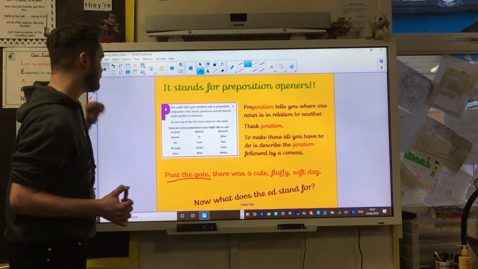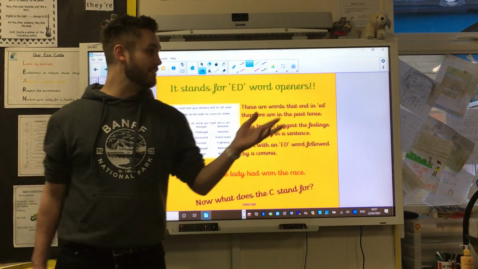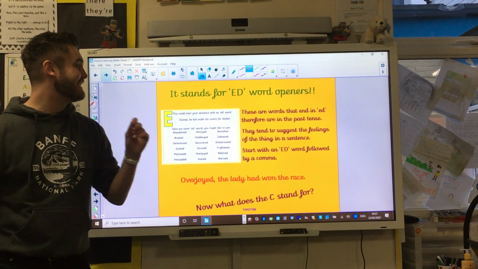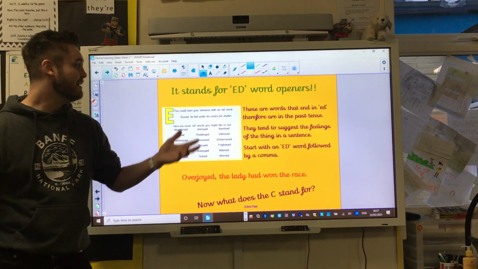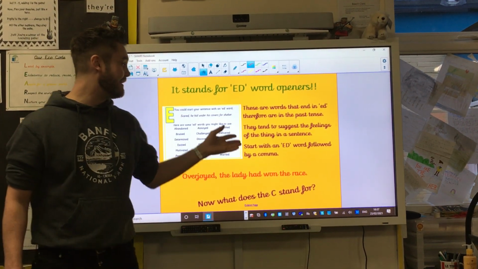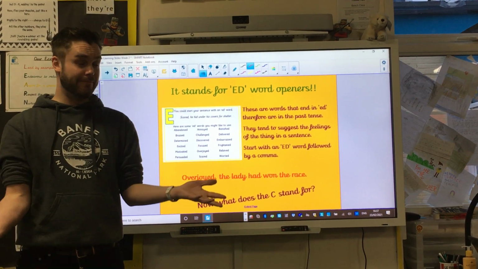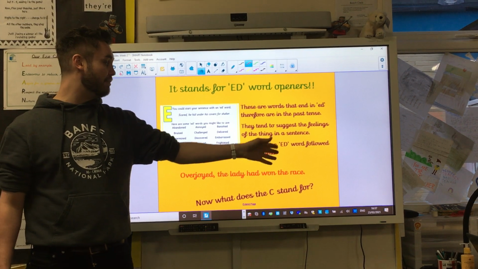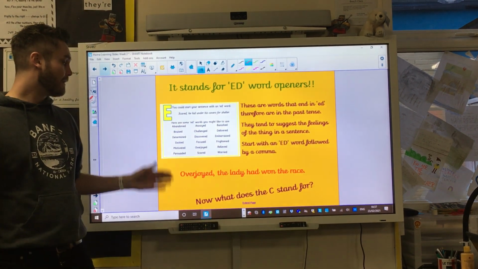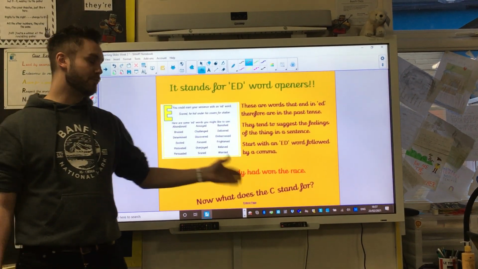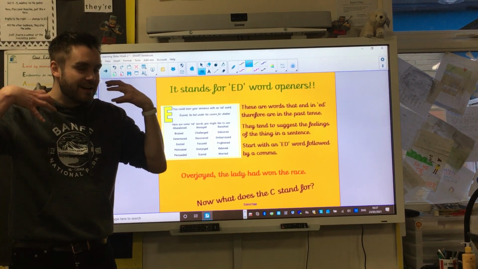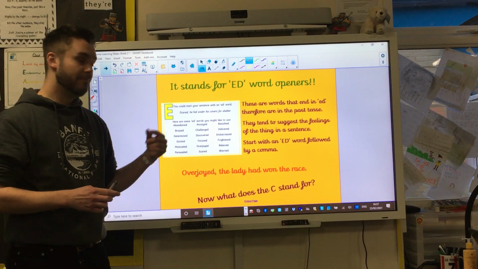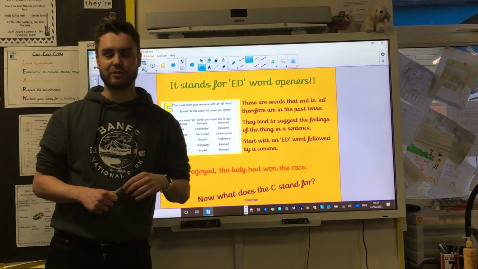Welcome back, Year 4. ED word openers. Well, it's in the name. These are words that end in ED, therefore are in the past tense. They tend to suggest the feelings of the thing, therefore the noun, in the sentence. So all you need to do here is start with an ED word followed by a comma. Overjoyed, the lady had won the race. Again, it's just providing a little bit more information. Just one word will do the job. Put the comma after it, and there is your opener.